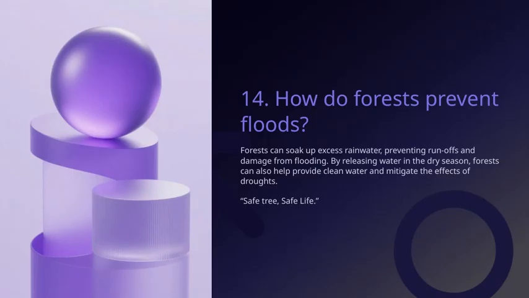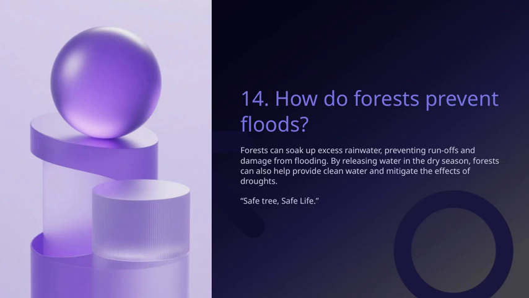Forests play a crucial role in preventing floods. They act like natural sponges, soaking up excess rainwater during heavy storms. This helps reduce runoff, which is often a major cause of flooding, and the damage it can cause to communities and ecosystems. Additionally, forests don't just help during the rainy season.